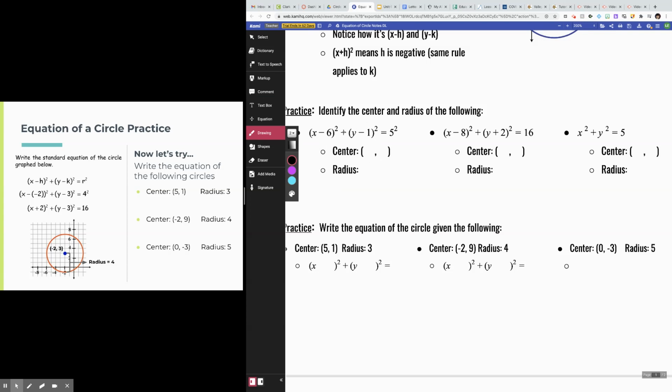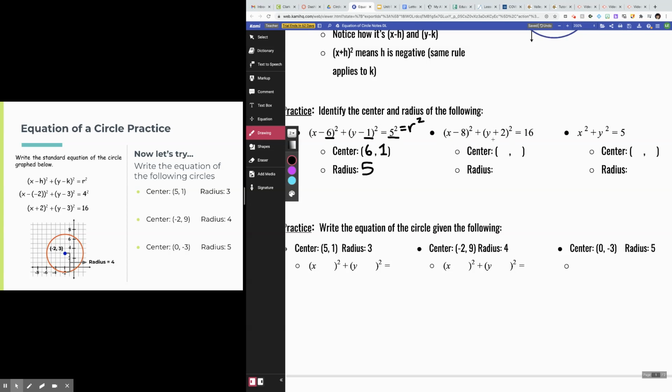Okay, so for identifying center and radius, I just have to pick out my three numbers right here. Since it's minus 6 inside the equation, I'm going to pull out a plus 6 for the center. Minus 1 pulls out a plus 1. And since it's 5 squared, remember, 5 squared is r squared, so that means your radius is 5. Right? Pretty simple. Okay, but it gets a little bit trickier when you don't have this squared here, right?